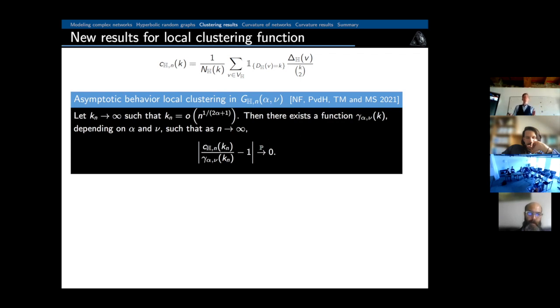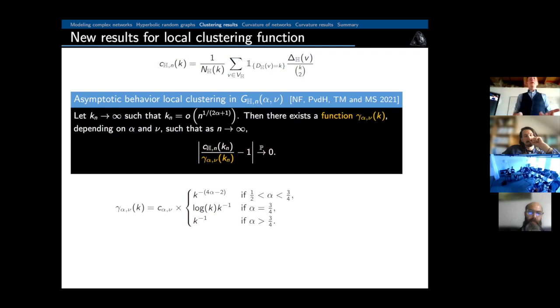So that doesn't only mean that it converges pointwise, but it converges uniformly up to any sequence of k that grows slightly less than n to the 1 over 2 alpha plus 1. That's actually quite nice, and we know exactly the limit function. In particular, it's some constant that we can again exactly compute. It has nicer forms than what I showed previously, but it's still a bit long.